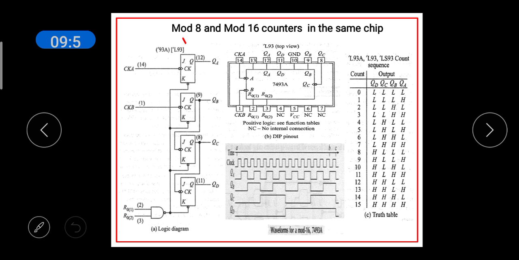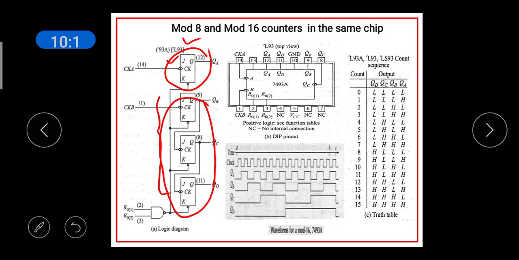Now this is the circuit diagram inside the chip. This is a 14-pin chip, and you can see that this is the first flip-flop followed by 3 flip-flops here. When you use this flip-flop alone, then it can be used as mod 2 counter. When you use these 3 flip-flops alone, then you can have mod 8 counter.